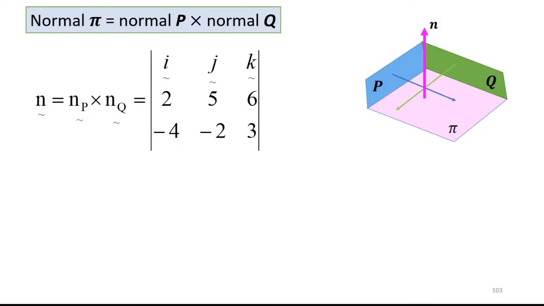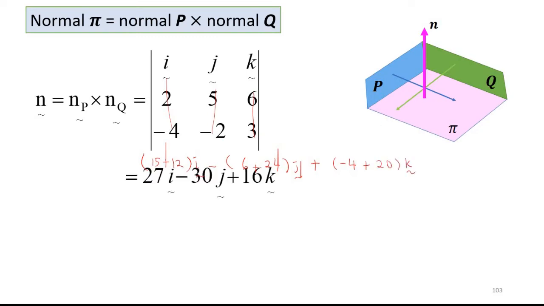Okay, awak crosskan dia. Macam tadilah, 2 tutup. Okay, kalau kita tutup 2, untuk I kita dapat 15 plus 12. Okay, ni untuk I. And then minus always dekat J. Tutup J pula, 2 darab 3, 6 plus dengan 24 J. And then plus. Okay, yang belakang always plus. 2 darab negatif 2, negatif 4 plus. Sebab tolak 20 jadi plus 20K. So this one we got 27I minus 30J plus 16K. So this is the normal for vector plane pink.